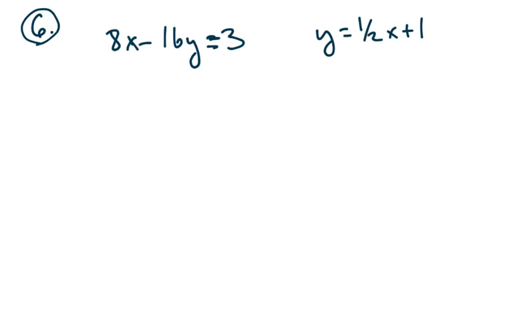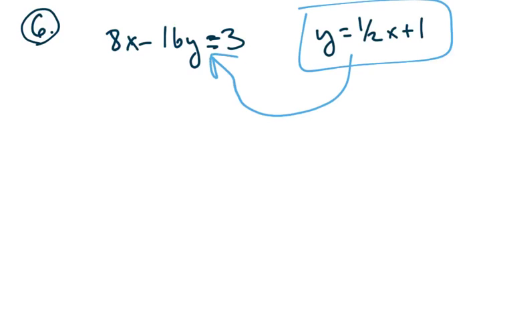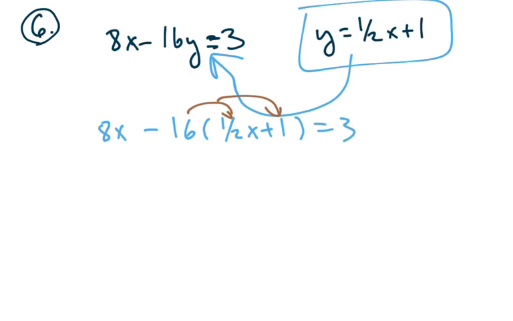So go ahead, try this one, and see what happens. Okay, so hopefully you've tried this and you're ready to talk about it, and let's see what happens. So I'm going to take this 1/2 x plus 1, because y is already isolated, and substitute into the other equation. I'm going to go ahead and distribute. Negative 8x minus 16 is what we end up getting.